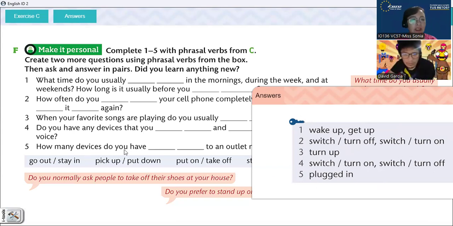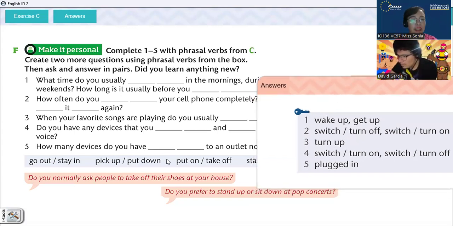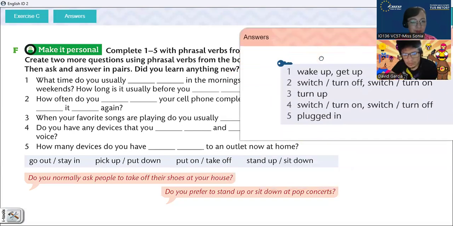How many devices do you have? Plug in. Do you have plug in? ¿Cuántos dispositivos tienes conectados al tomacorriente ahora en casa?